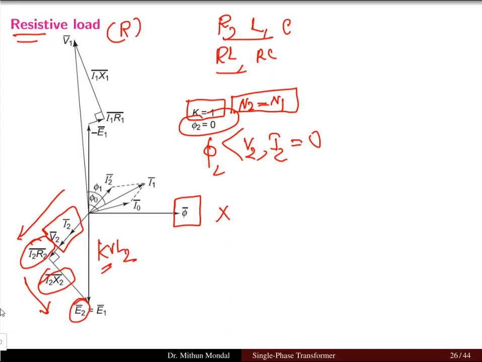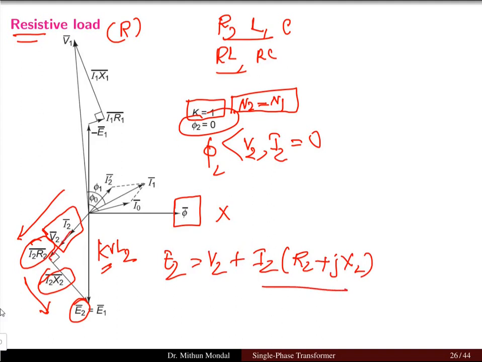And E2 will be the vector sum of, on the secondary side we have already written the equation, E2 is equal to V2 plus I2 times the drop R2 plus j X2. So this drop we have taken here and we have added that with V2, so we are getting E2. E2 will be equal to E1 because we have taken the transformation ratio equal to 1. Obviously, we can have minus E1, which is anti-phase with E1. We are taking this in order to write the KVL equation in the primary loop.